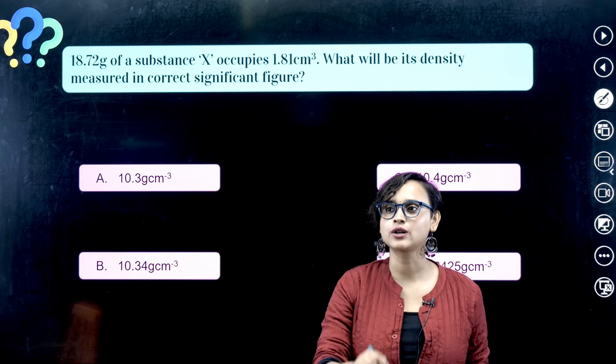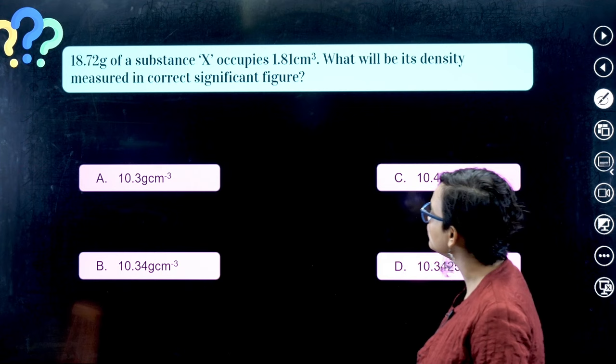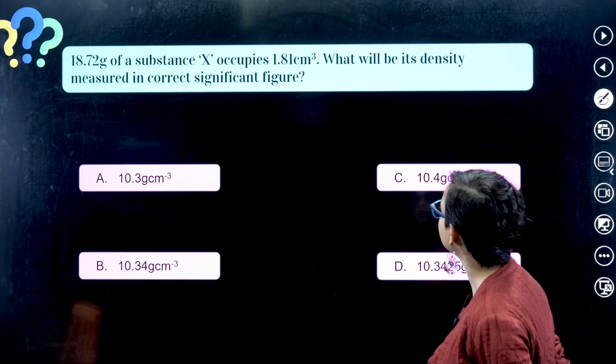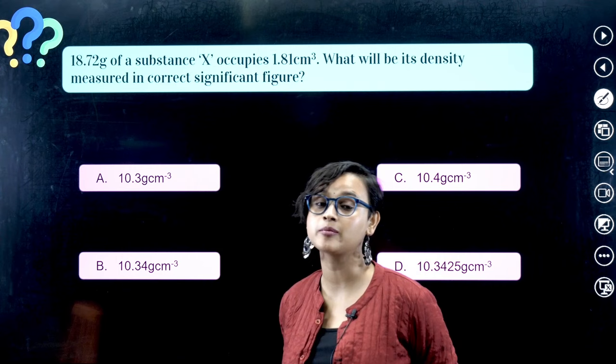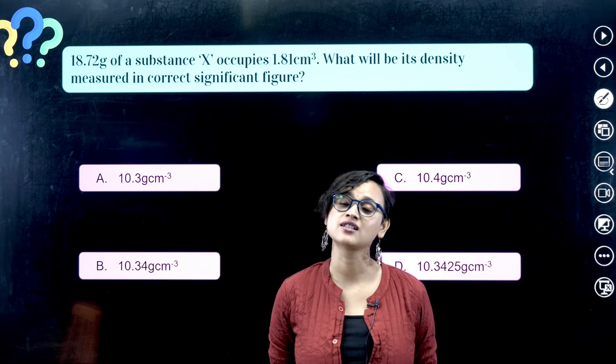The question is, 18.72 gram of a substance X occupies 1.81 cm cube. What will be its density measured in correct significant figures? Now you might be thinking that, ma'am, this is a very easy question, but believe it or not, even in JEE Mains they have asked questions from significant figures. So don't think that it is very easy and skip the topic.